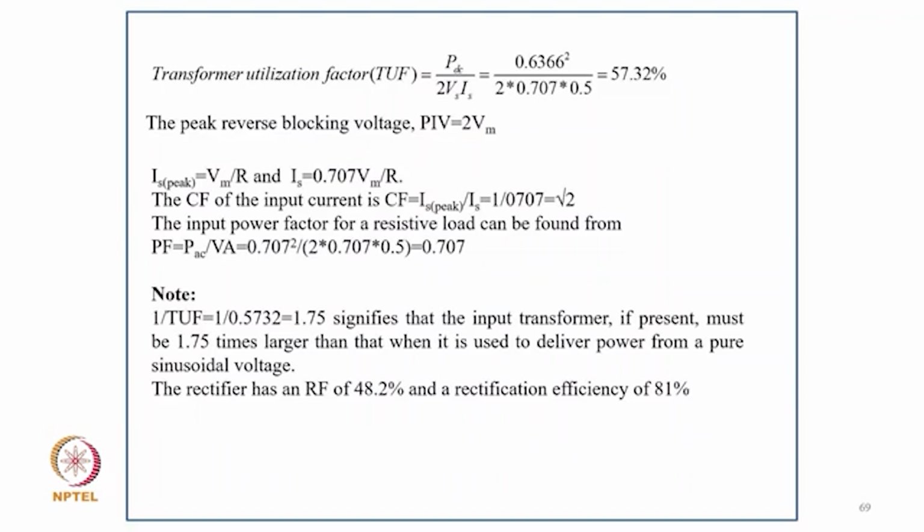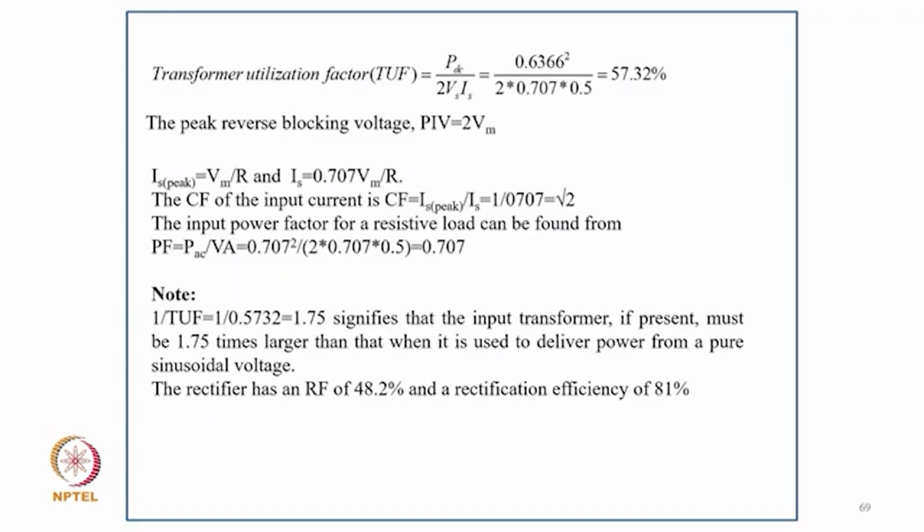And the transformer utilization is PDC upon 2 Vs Is, so putting values that becomes 57.32%, and the peak inverse blocking voltage PIV equal to 2 Vm, and Is peak equal to Vm upon R, and Is equal to 0.707 Vm upon R. So crest factor of input current is CF equal to Is peak upon Is, so that is 1 upon 0.707, that is root 2, and input power factor of the resistive load can be found out, PF equal to PAC upon VI. So putting the values it comes to 0.707.